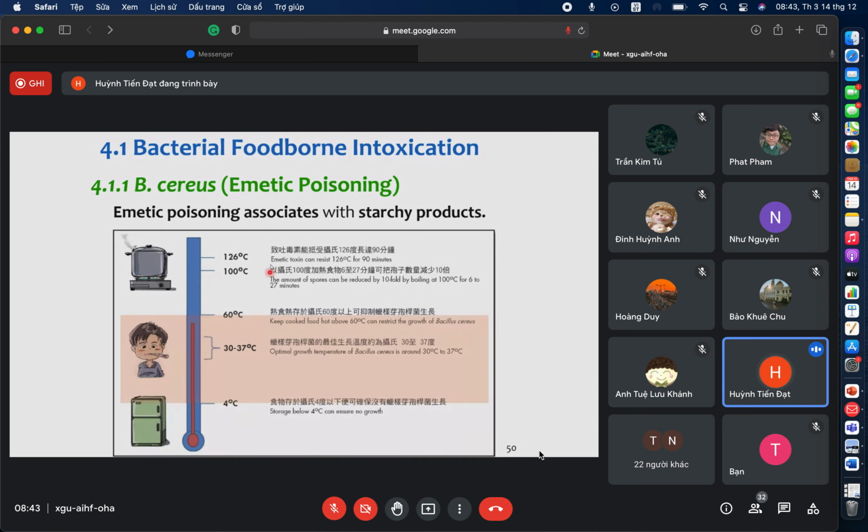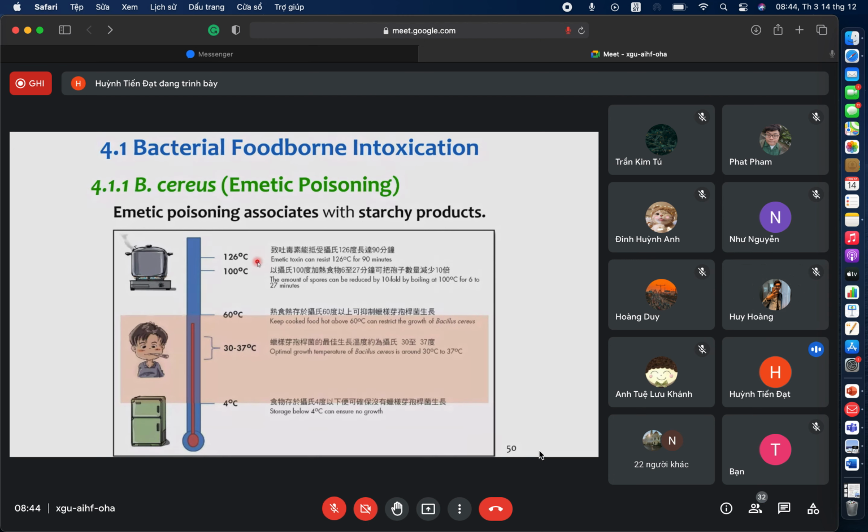If we treat the food with high temperature, in domestic cooking at 100 degrees Celsius, the spores can be reduced tenfold in 6 to 27 minutes. It means we have to cook them quite long, boiling for 27 minutes. And keep in mind that the emetic toxin can resist 126 degrees Celsius for 90 minutes. So in normal domestic cooking, if the emetic toxin is already inside the food, can we eliminate it or not? I think we cannot eliminate all of it. Yes, normally we don't cook that long.